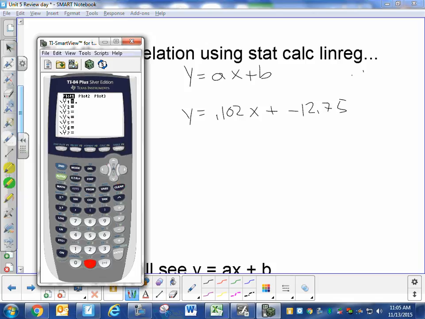I got 0.102x either plus a negative or just minus 12.75. And if I press graph, we will have our scatter plot graph, and our calculator shows us the line of best fit, which is great. Okay. Now, what does this model do? What does this line of best fit do? This becomes our prediction model. Okay. This is what we call a prediction line.